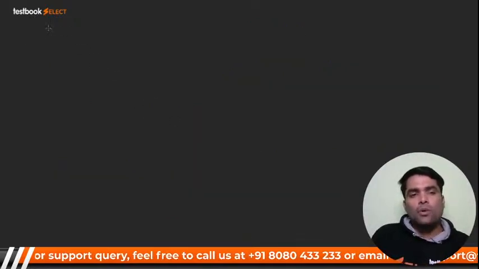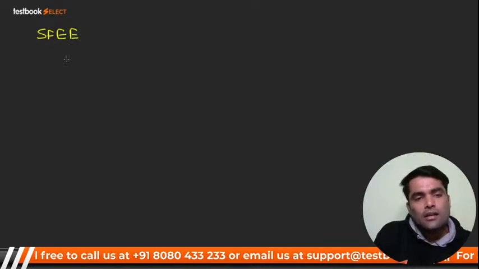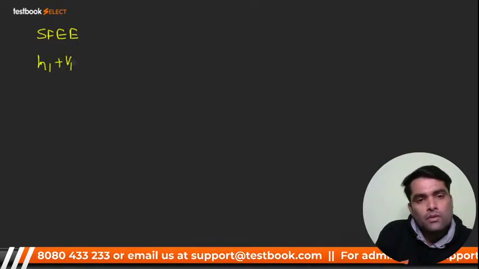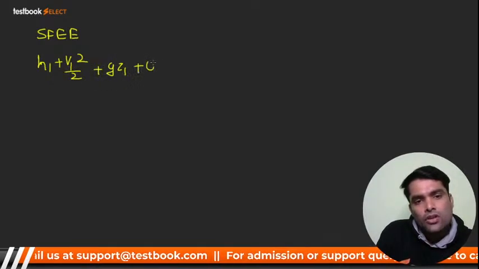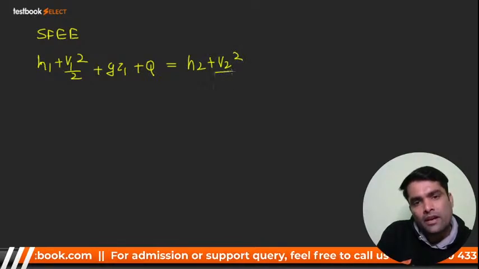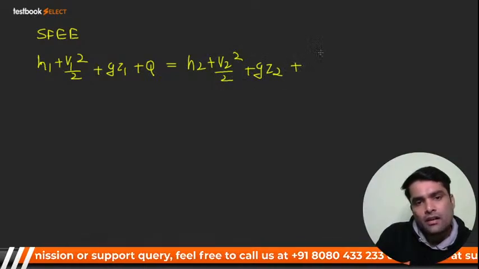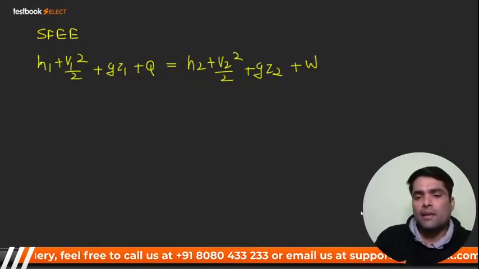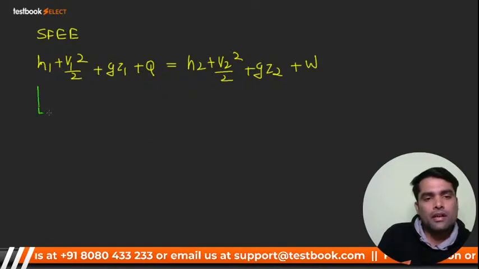So my dear, I have told you one equation, that is the steady flow energy equation. मैंने बताया था आपको, right? In that, I have told you H1 plus V1 square by 2 plus gZ1 plus Q is equal to, my dear, H2 plus V2 square by 2 plus gZ2 plus W. So my dear, we have done the application. इसका जब हम application कर रहे होते हैं different devices पे.